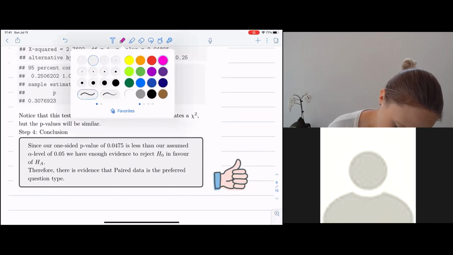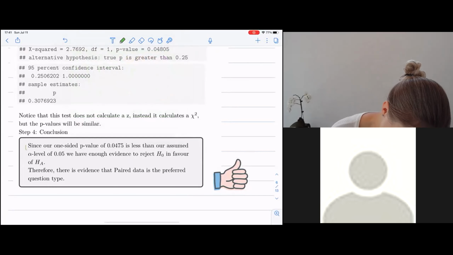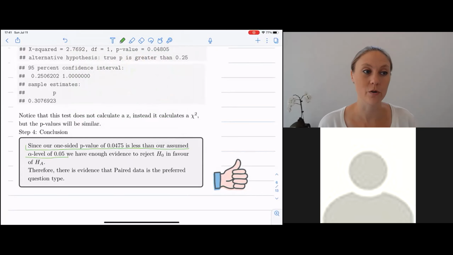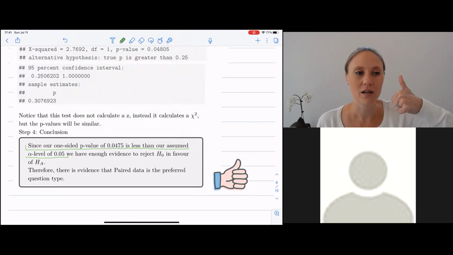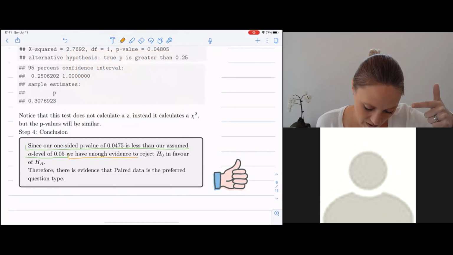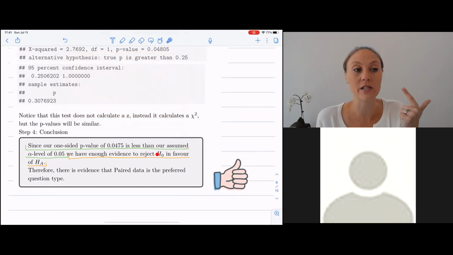I do want to highlight the parts of the conclusion, because it never hurts. First, you have to compare your p-value to your alpha level. Then you have to state what your conclusion is in terms of H naught. Do you have enough evidence to reject H naught, or do you not have enough evidence to reject H naught?